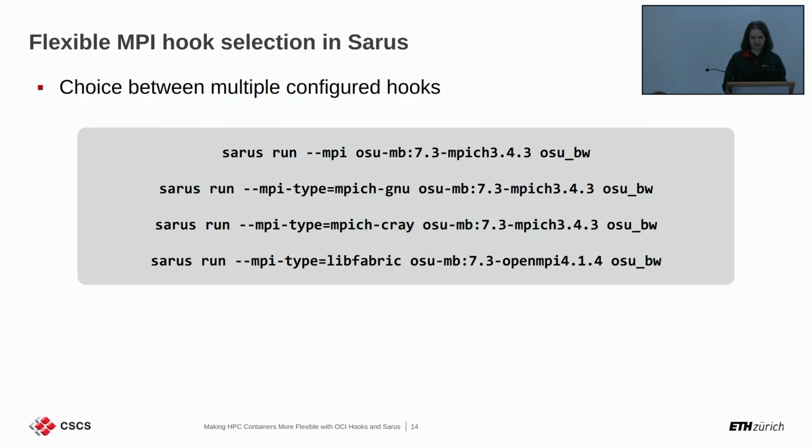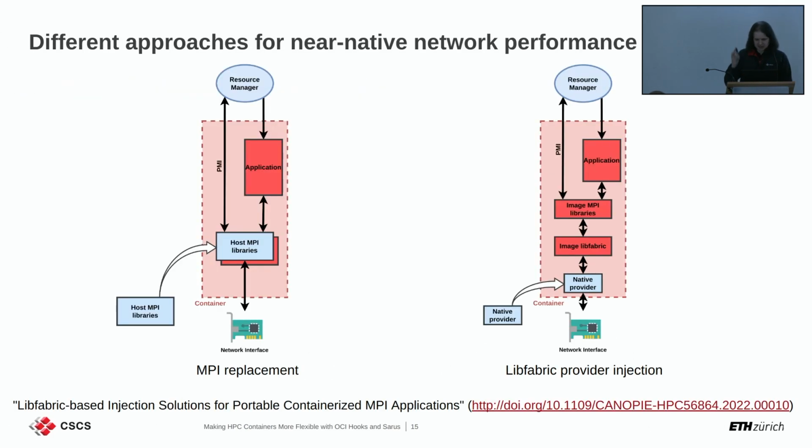Okay. So I said there are different approaches. The MPI replacement, as I mentioned, is taken care of by the MPI hook. This is what the MPI hook will do: take our host MPI and build it into the container. However, the MPI hook is very vertically developed to do this exact task, and so it cannot take care of, for example, the injection of a libfabric provider. For that, we need a different hook.